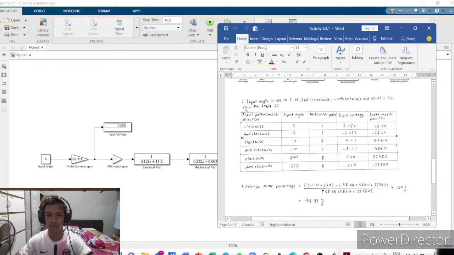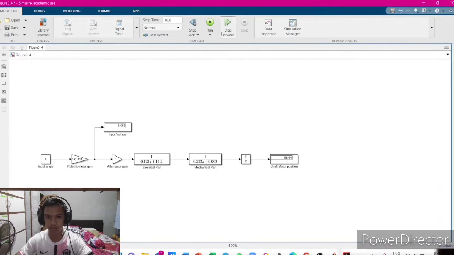Alright, for question 6, we need to set input angle to 5, 10 and 360, positive for clockwise and negative for anti-clockwise. When input angle is set to 5 and attenuator gain set to 1, we get the input voltage 3.056 and shaft motor position 58.64. Then we fill into the table.